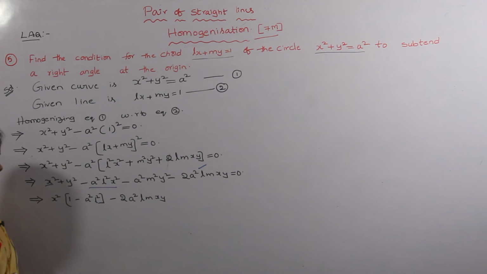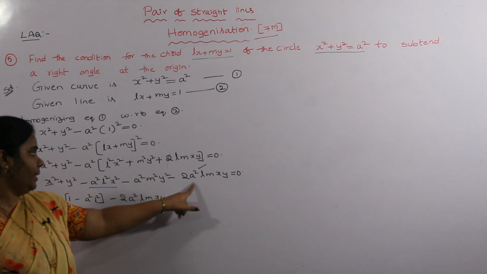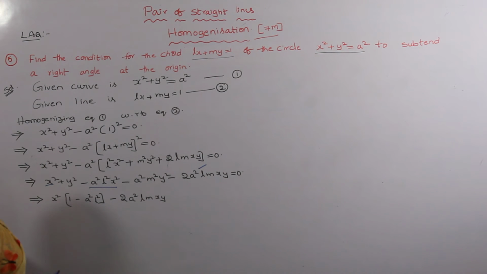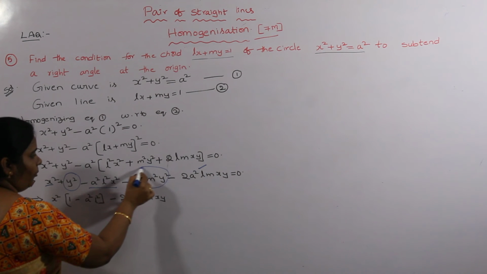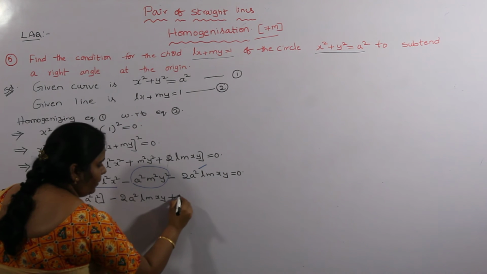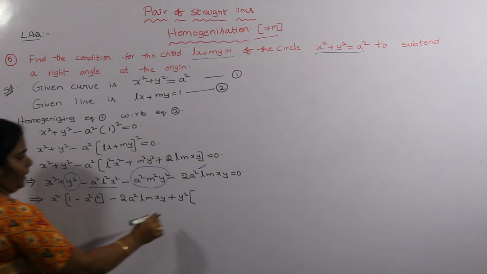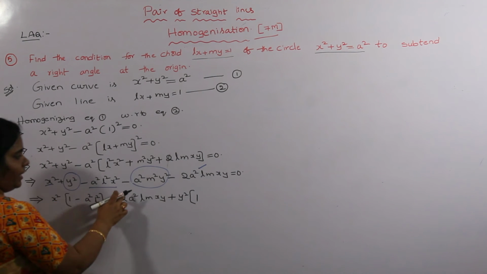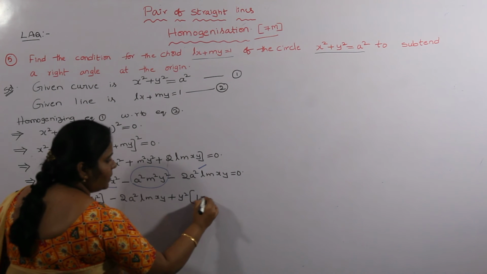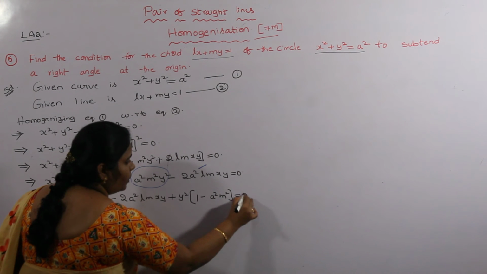This is the complete xy coefficient. I am taking it directly. Next, come to the y square terms. This is one y square term, and here we have one more y square. From this take y square common, and from this take y square common. That implies the coefficient of y square is 1 here, and minus a square m square here. That is 1 minus a square m square is equal to 0.